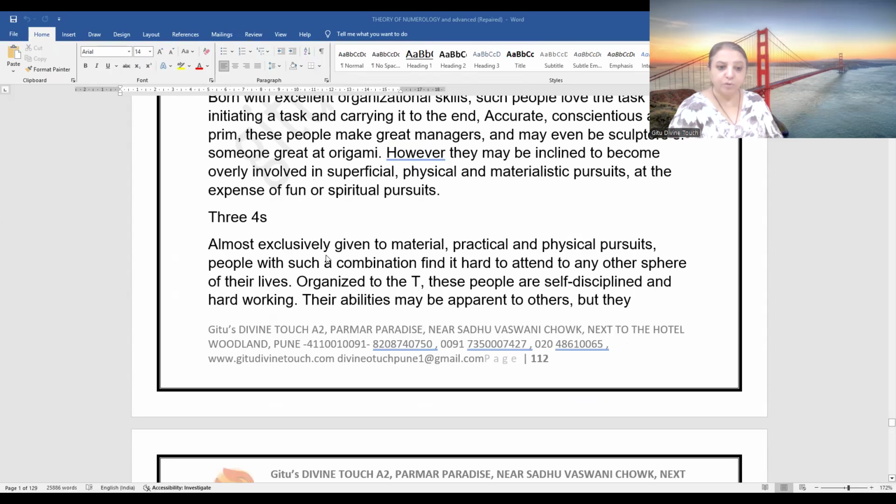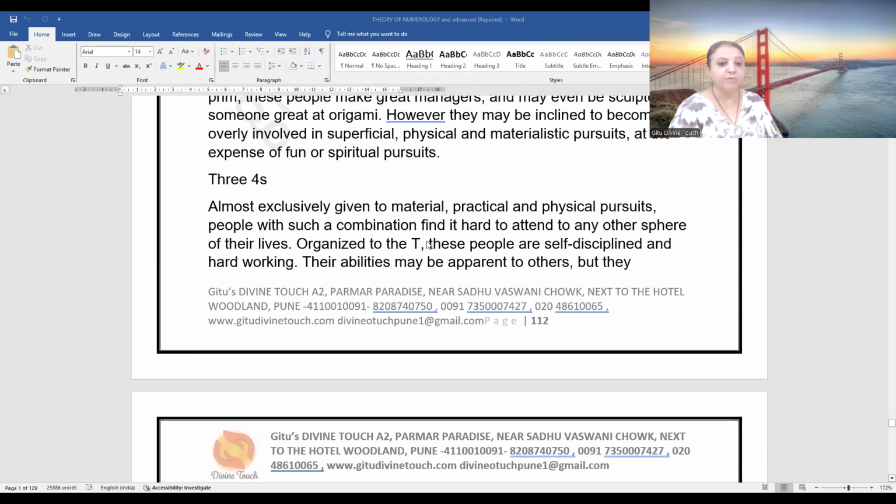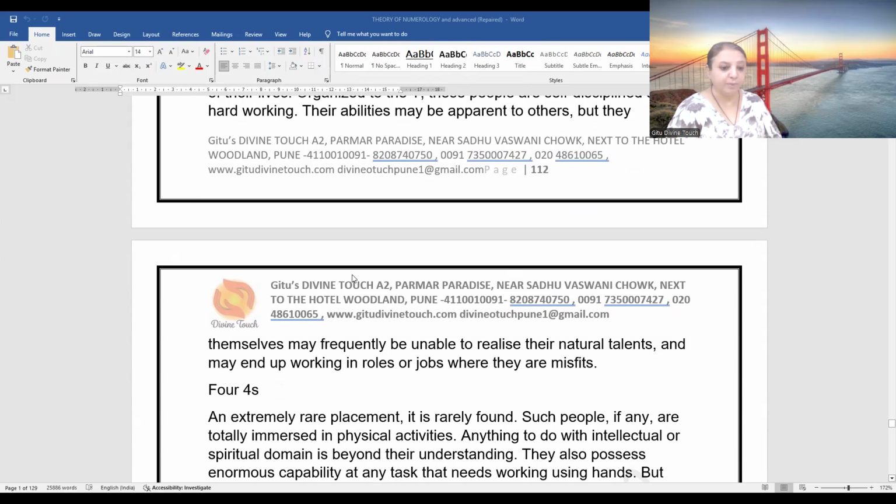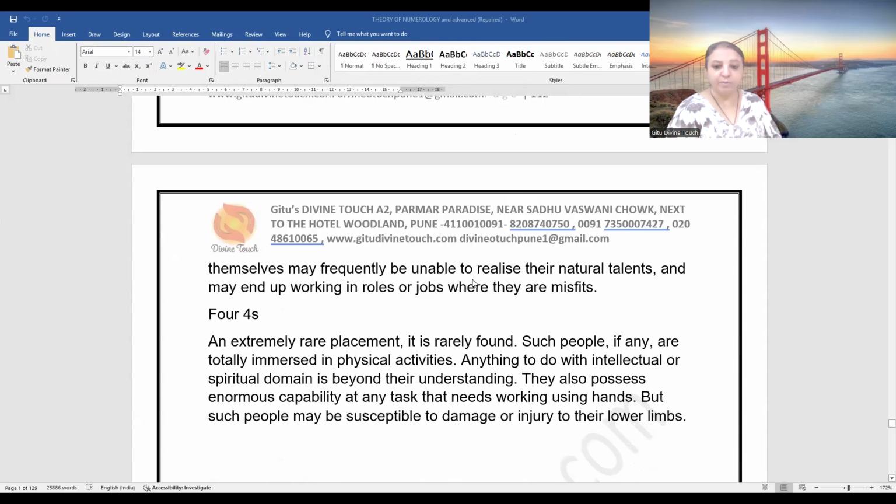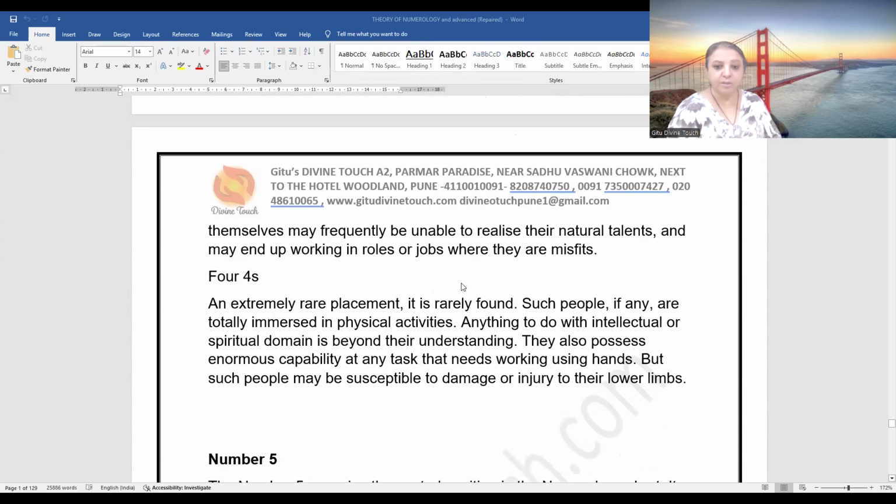3 4s, almost exclusively given to material, practical, and physical pursuits. People with such a combination find it hard to attend to any other sphere of their lives. Organized to the T, these people are self-disciplined and hardworking. The abilities may be apparent to others, but they themselves may frequently be unable to realize their natural talents and may end up working in roles or jobs where they are misfit.